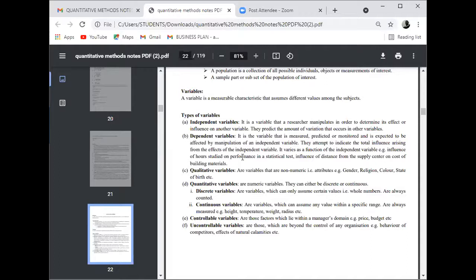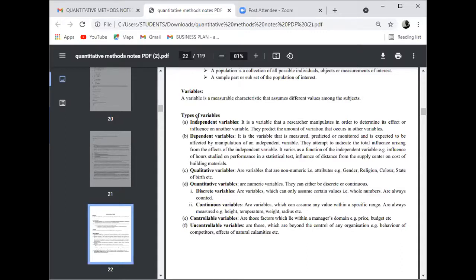For example, you can have two items. You want to know if I increase the fertilizer in my farm, what will be the effect on the quantity that I'm going to harvest? So you have two things, the amount of fertilizer and the amount of harvest. The fertilizer here is considered the independent variable because if it is adjusted, it is the one that can cause the change in the production. And then the level of production is considered dependent, because it is going to depend on the fertilizer.